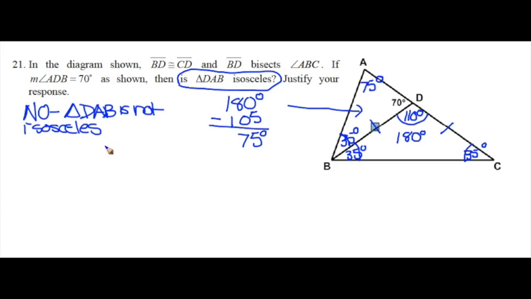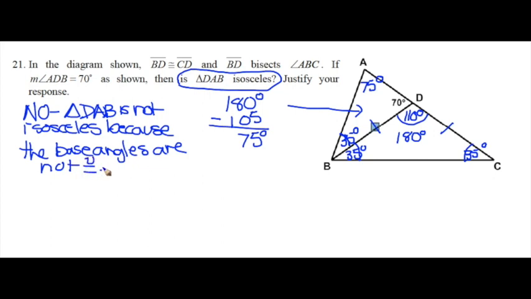You can either write out everything I just said in paragraph form. Certainly you could show this, but it does say justify, so you might want to put some words down. Although personally, I think that all the filling in of the information here is the justification. But it's not isosceles because the base angles are not congruent. And that's the end of that conversation.